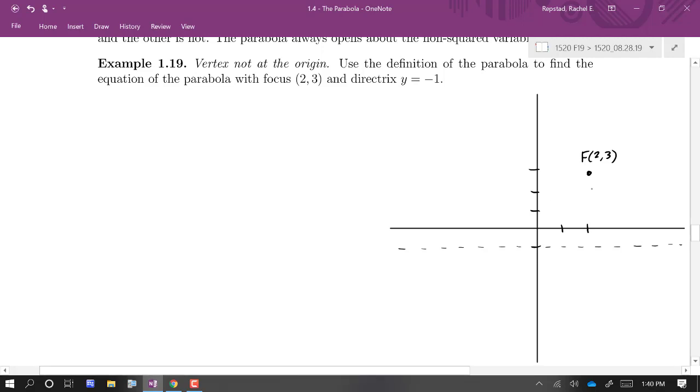Do we know what the vertex is? Yeah, it's the equal distance between the focus and the directrix. Right, so this distance here is 3 plus 1 is 4. So I'm going to go halfway down. If I go 2 down, that's 2, 1.